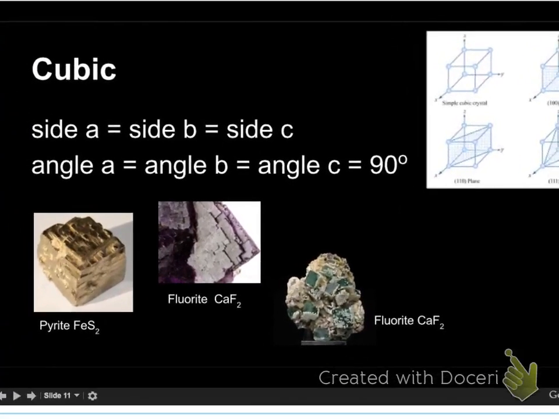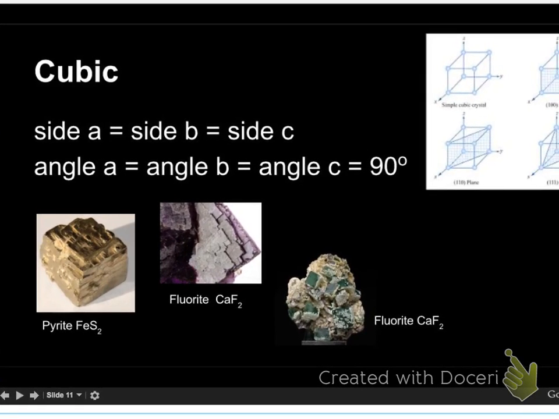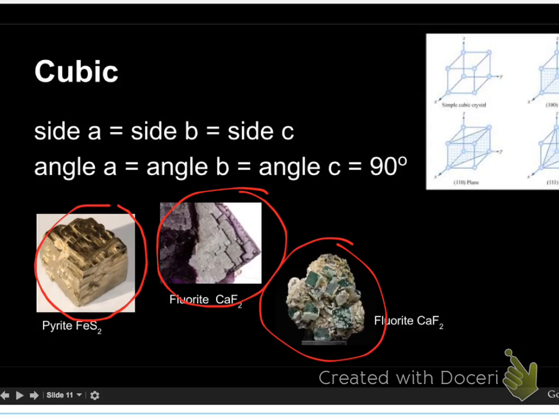Okay. So the first one we're going to talk about is the easiest by far. It is cubic crystals. So in a cubic crystal, all the sides are equal, all the angles are equal, all the angles are 90. It's a cube. And if you look at this chunk of pyrite, that's fool's gold, or this chunk of fluorite, the calcium fluoride, while the overall piece may not be a perfect cube, it tends to break along cubic lines, okay? And I'm fairly certain that halite is cubic.